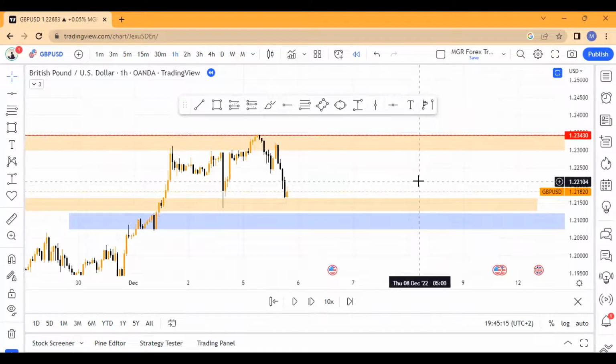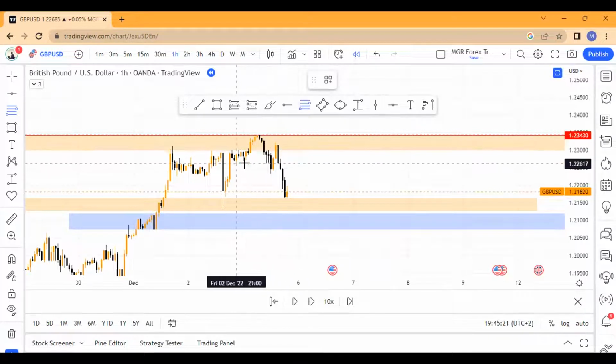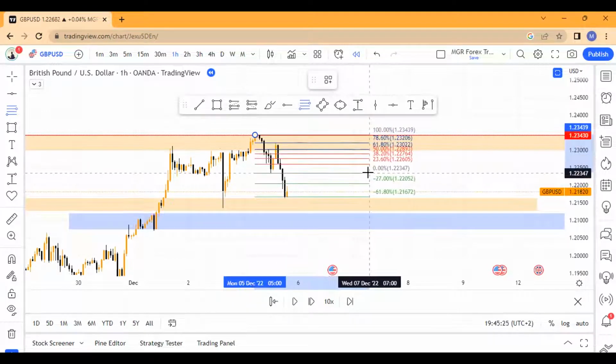Looking at the hourly time frame, what I saw over here was that we're definitely in a downtrend, right? So we're definitely bearish. We broke structure here, pulled up, and we went down. We could have got an entry over here.